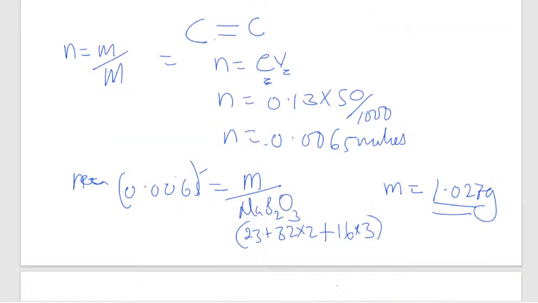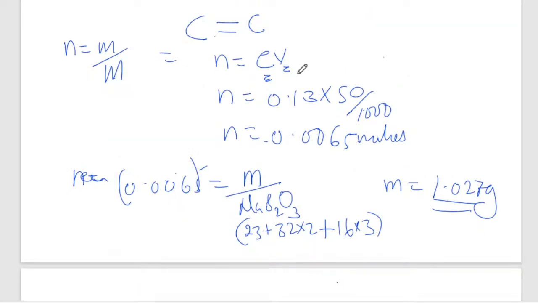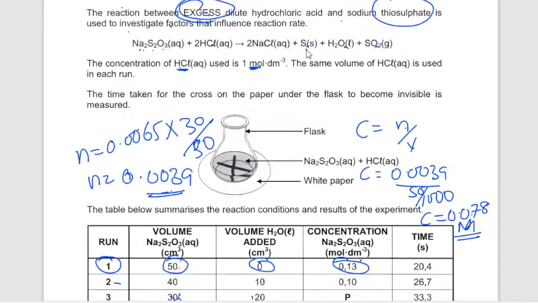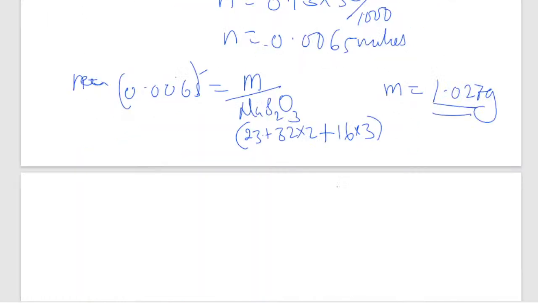Therefore, all of it was used up. When you're subtracting, remember, it's final minus initial. So all of it was used up. You understand? Yes. And even when you check here with the sulfur, you find out that it is the same thing. All right.